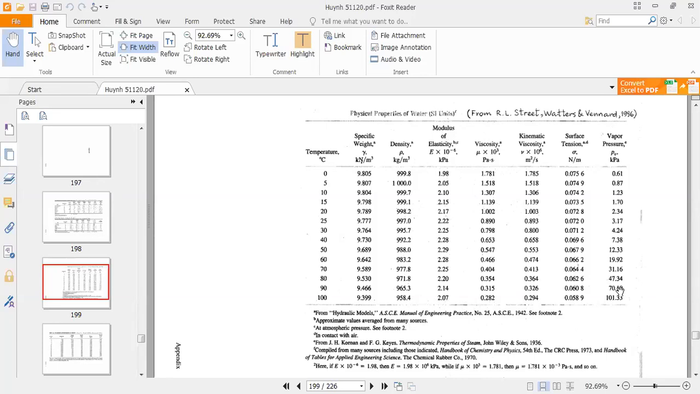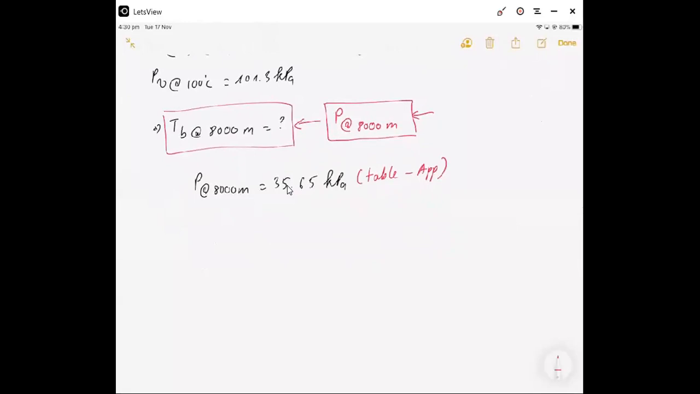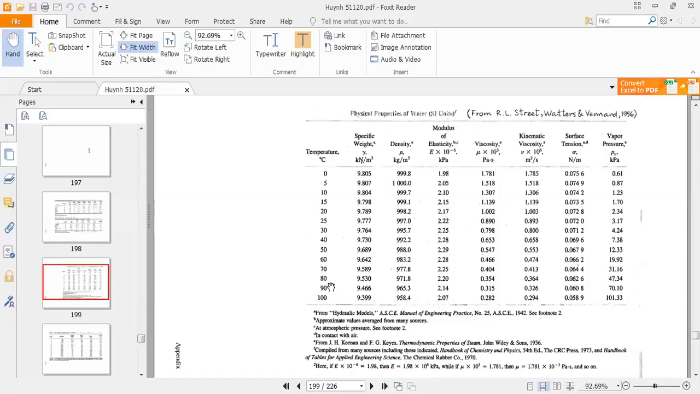Interpolate. You remember it? Interpolate. It means this one. For example, from the table, you have temperature is 70, and pressure here is 31.16. Okay, from the table, at 80 Celsius, we have pressure is 47.34. This one is Celsius, kPa. So from the table: 70, 31.16, 80, 47.34, okay?